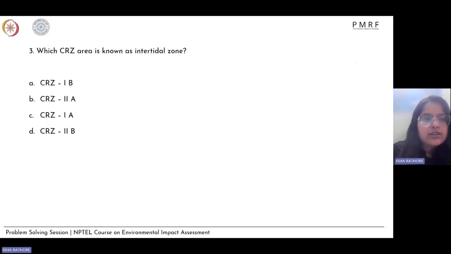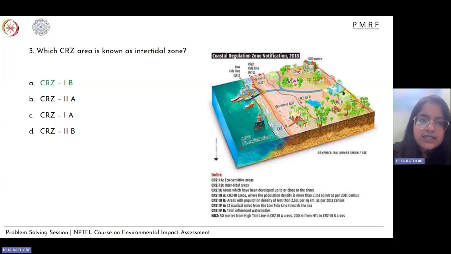Okay, moving on. Which CRZ area is known as intertidal zone? Is it A, CRZ1B? Is it B, CRZ2A, C, CRZ1A, or D, CRZ2B? So the correct answer is A, that is CRZ 1B is the intertidal zone as per the Coastal Regulation Zone Notification of 2018. So A is the correct answer.